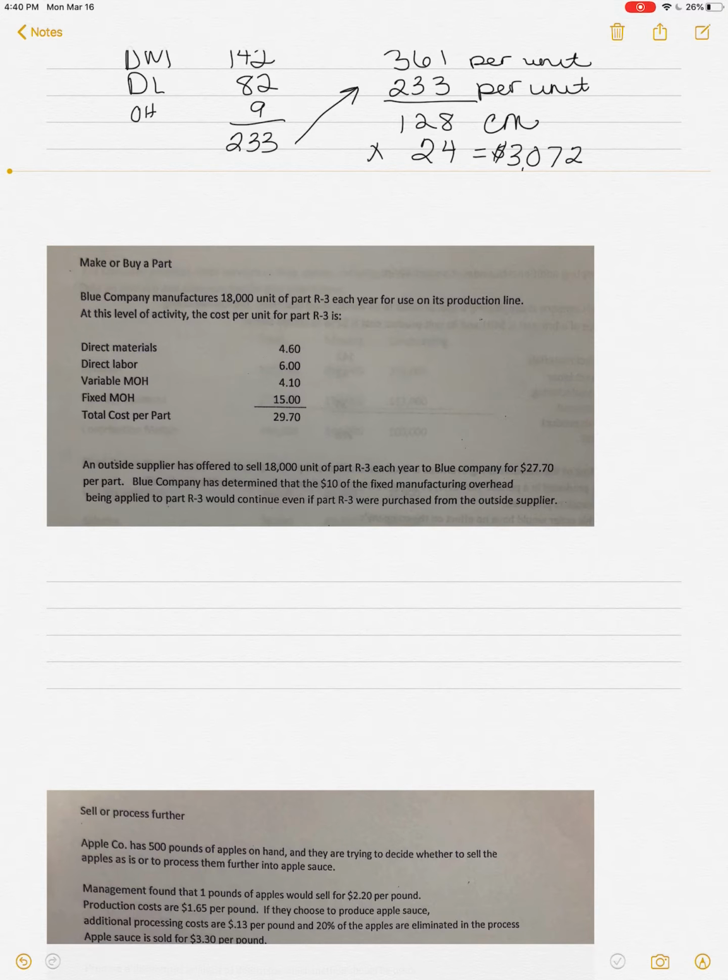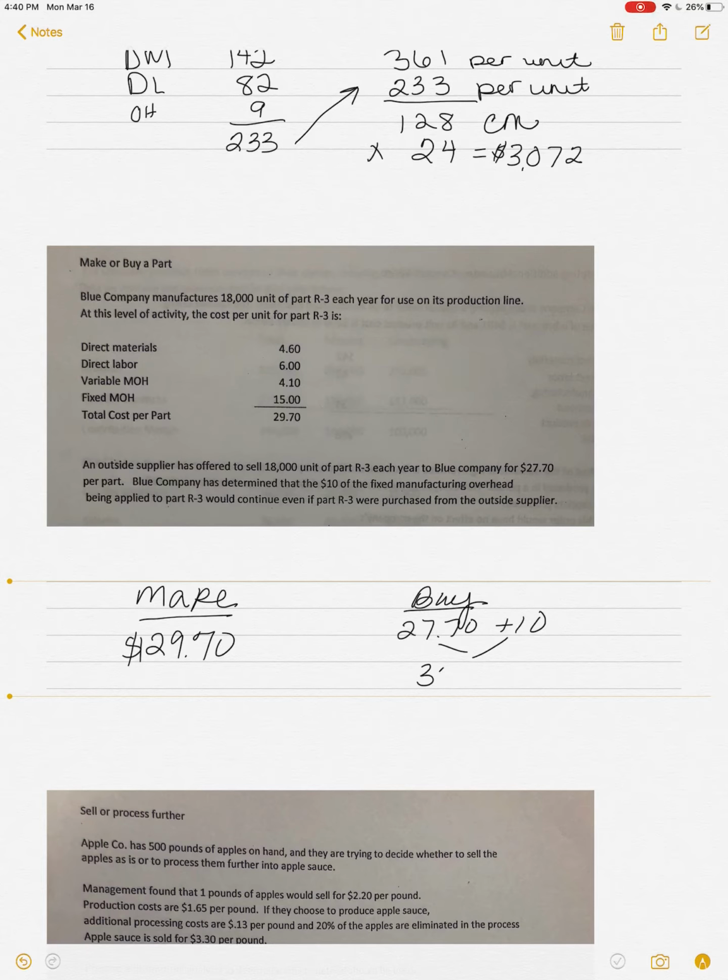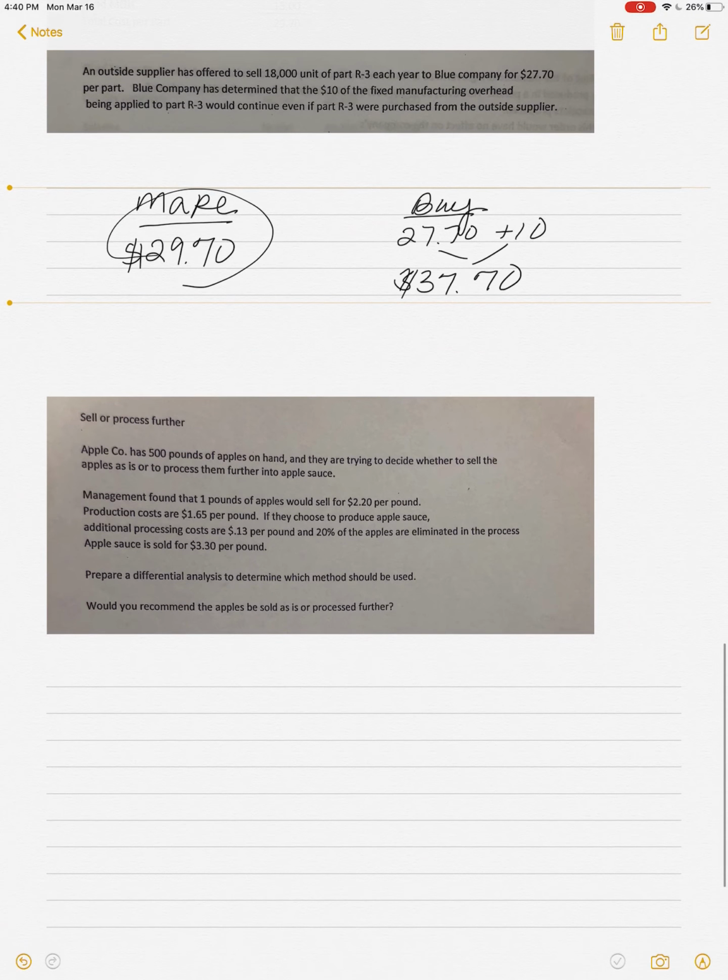But what you have to consider is that overhead. Remember those little one-line items in here. It says that $10 of the fixed overhead would continue even if we purchase from the other seller. So really, the cost of making the product is still going to stay at $29.70. But the true cost of buying this product is that $27.70 plus the $10, giving me a total cost to buy the product of $37.70. So of course, I'm going to make the product.